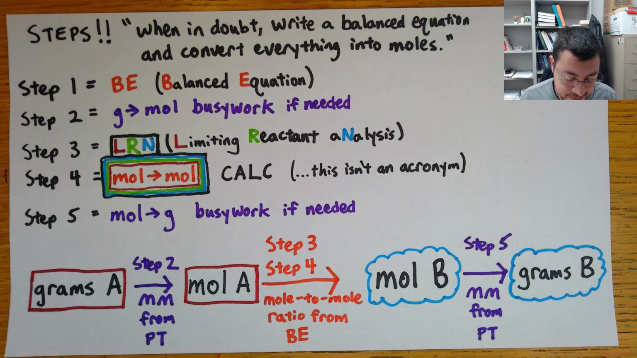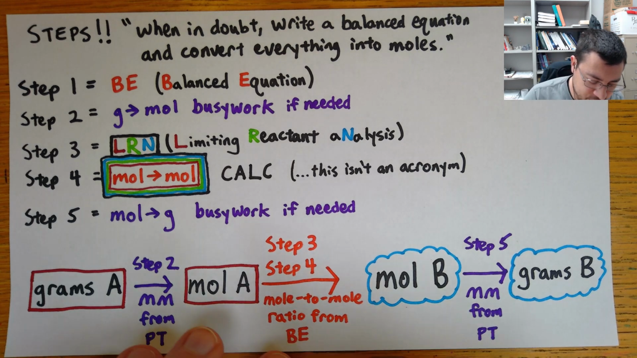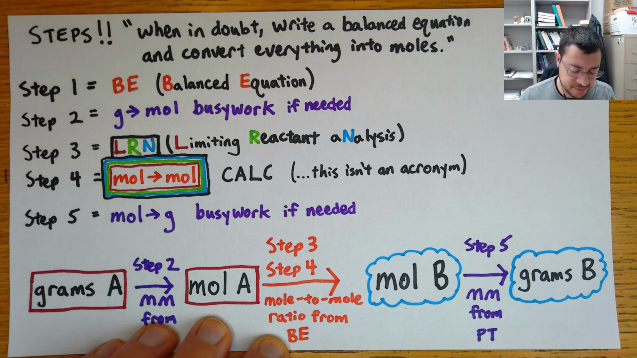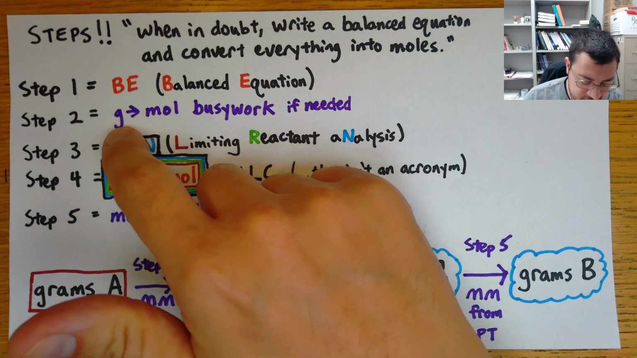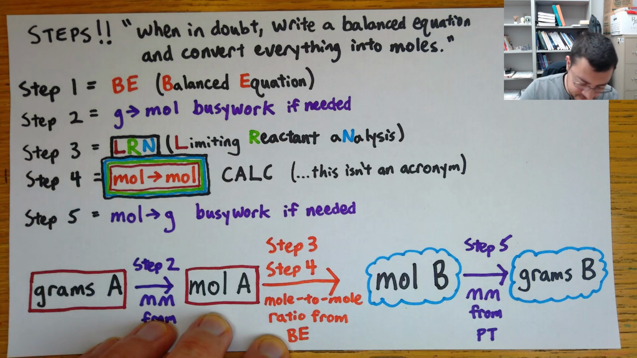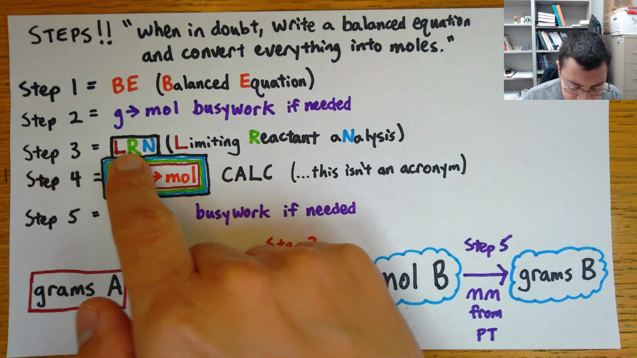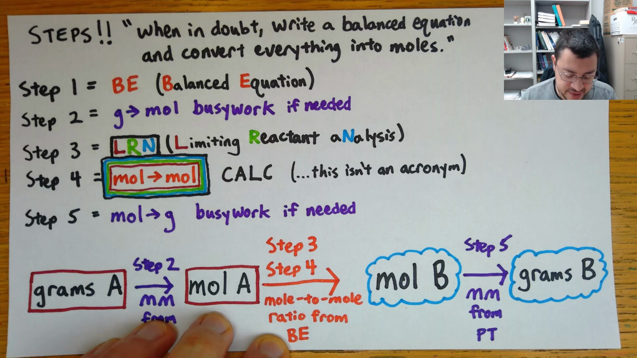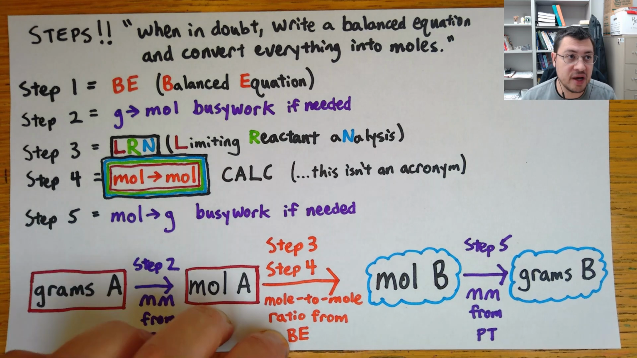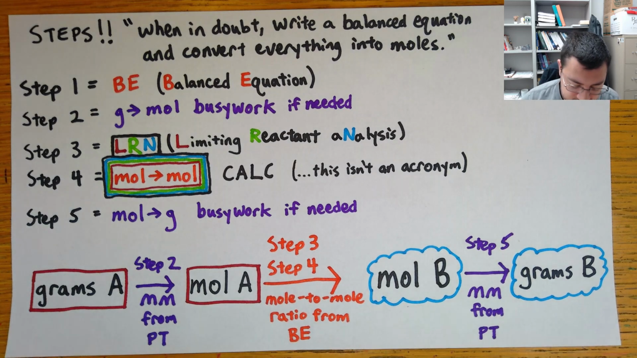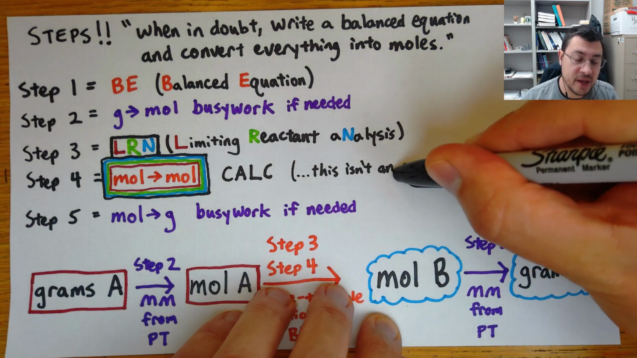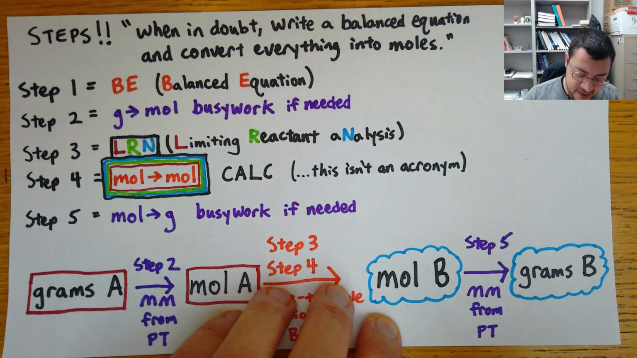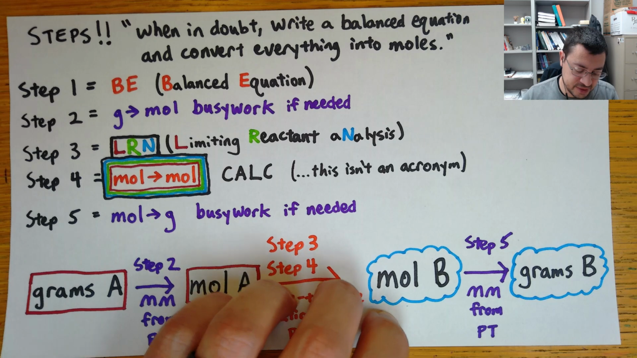So here's our steps for today. Step 1, we're going to make a balanced equation. Step 2, we're going to do the busy work of changing anything that we have, all of our grams, into moles. Step 3 is our limiting reactant analysis. I'm going to show 2 different ways of doing that. I'm going to have a method where these 2 are done together, steps 3 and 4. Some find that easier. And then I'm going to have a method where steps 3 and 4 are done separately. So I'll show that in a bit.